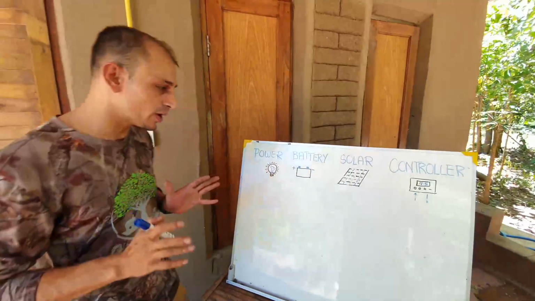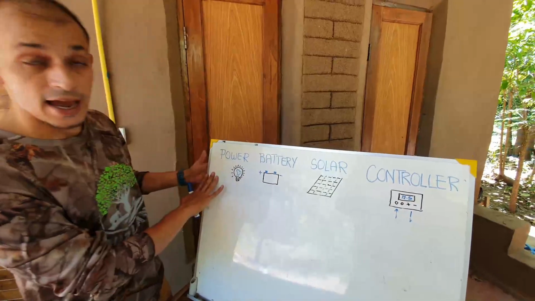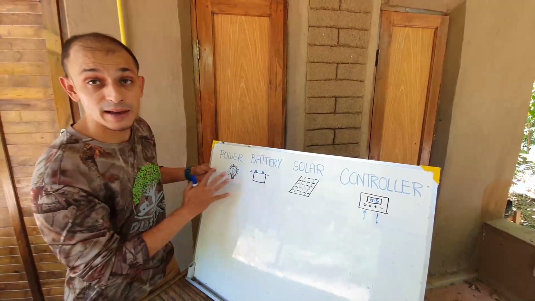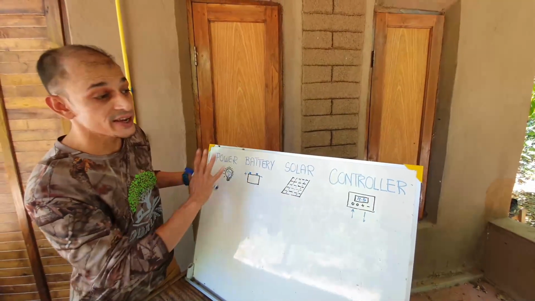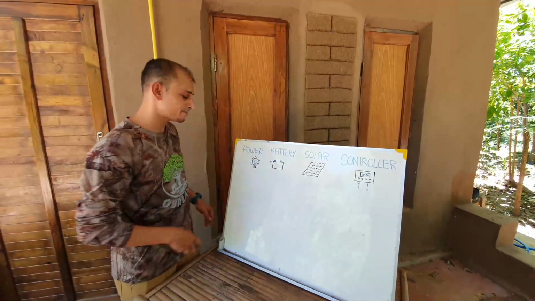So to start off with, the process is we need to figure out how much power we need, how much battery we need based on the power we're using, how much solar based on the power we're using, and then finally the controller. So let's just jump right into it.